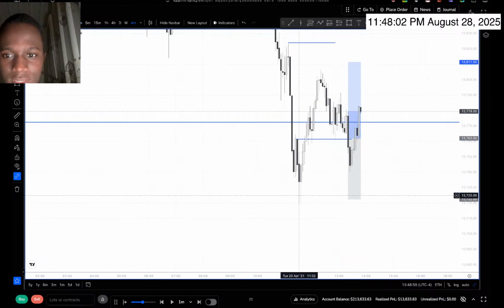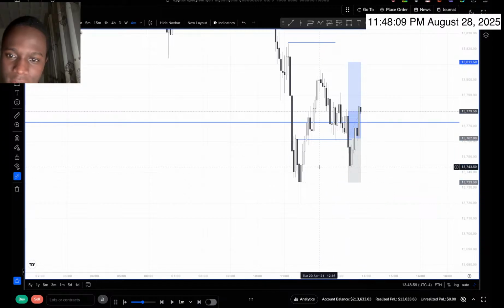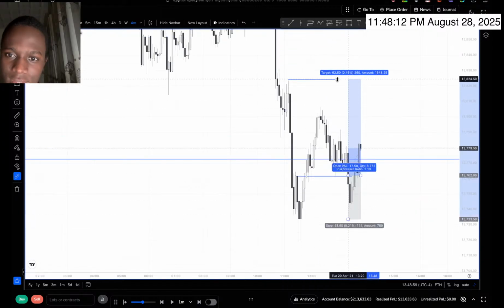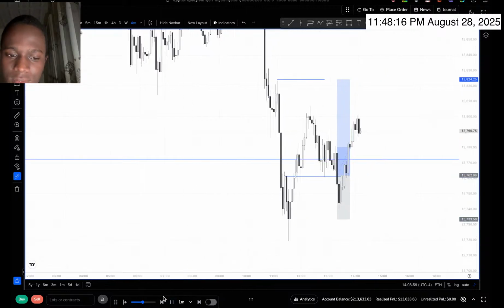How's the 4 minute? Yikes. So if you enter on the 4 minute with your stop around here, and you tell it here, would you get filled? Well, I don't know. Let's wait and see.